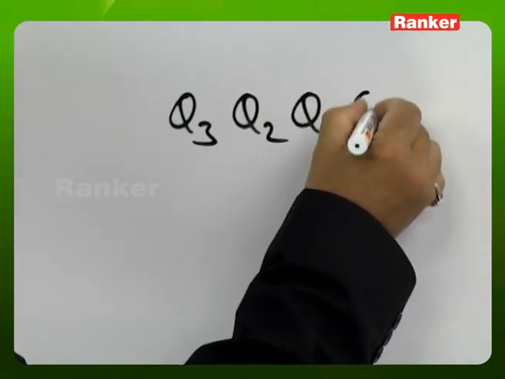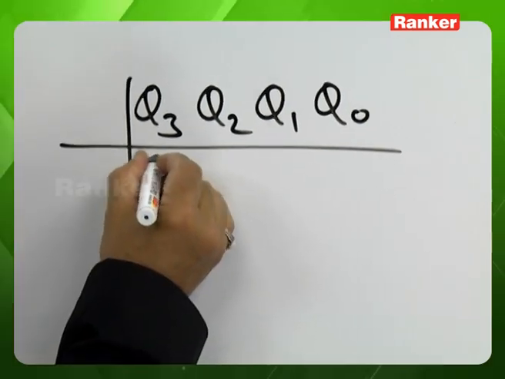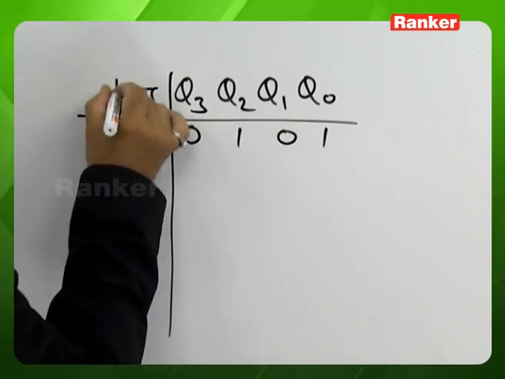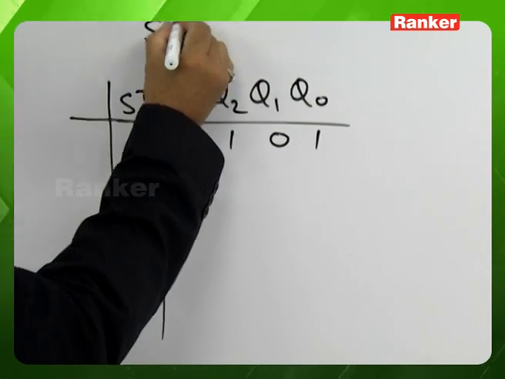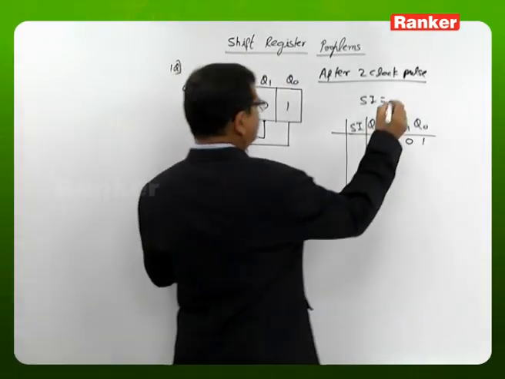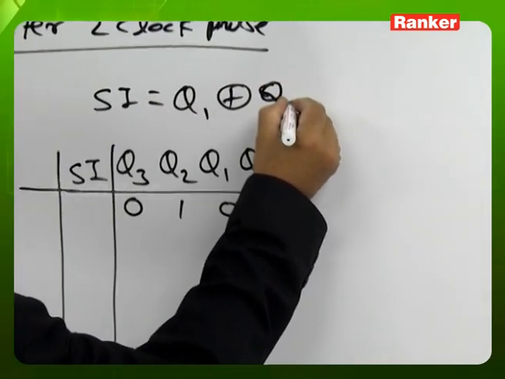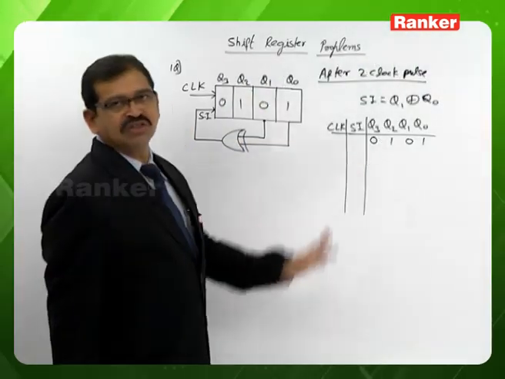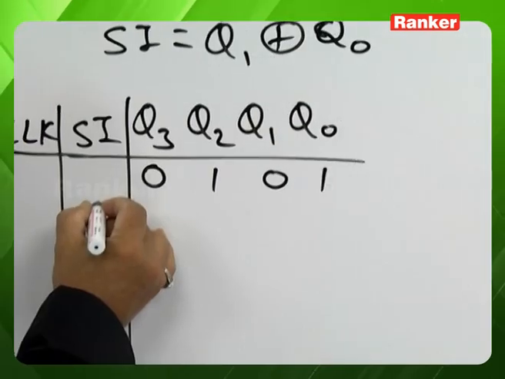The initial content in the register is 0101, and the serial input we are reading by using an exclusive OR gate, so that it is an exclusive OR between Q1 and Q0. Before applying any clock signal, what is the serial input? If you look, the serial input, 0 exclusive OR 1, is 1.